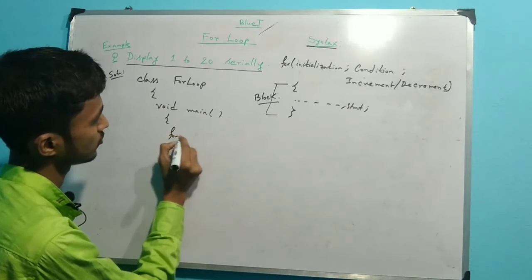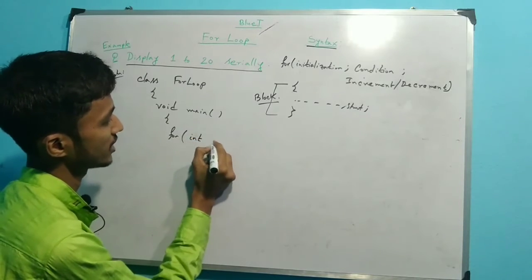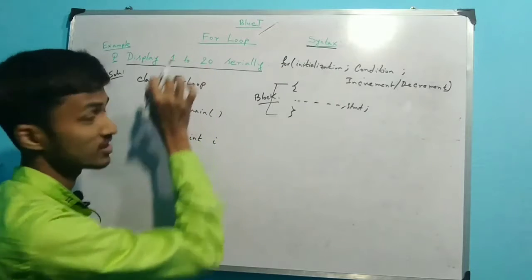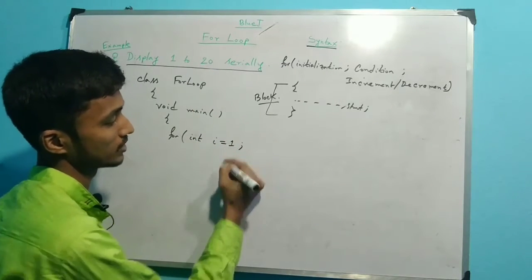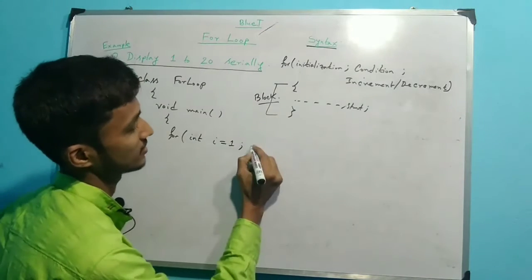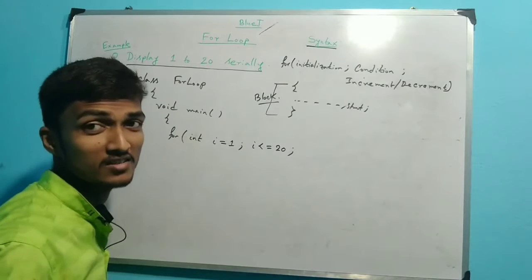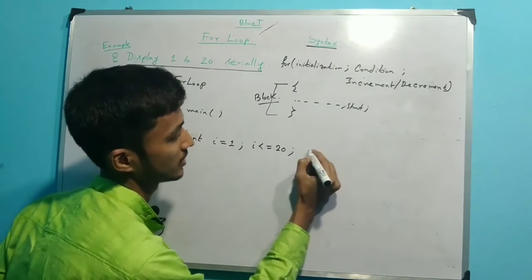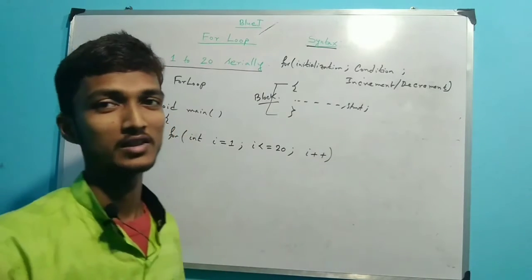So for, integer type i, starting initialization first: i equals 1. Then the condition: i less than or equal to 20. This is the condition. Then increment by 1.